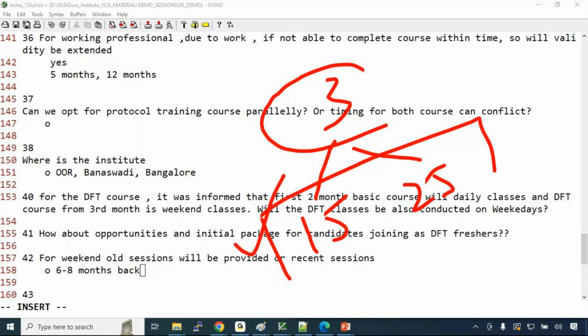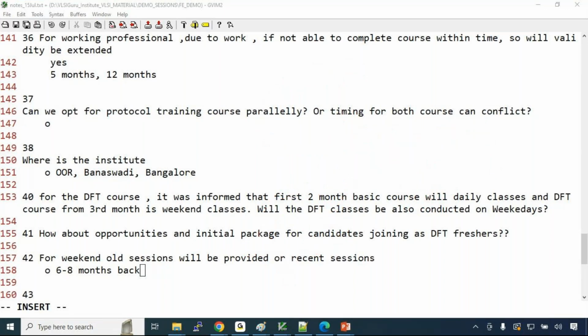So content doesn't change, right? SystemVerilog is the same in 2005 also. 2023 is also the same except for 5 to 10% change. But I'm not giving very old videos. We keep updating the video list.